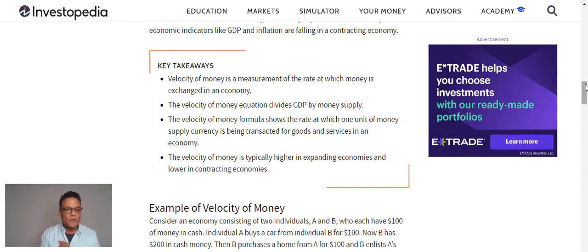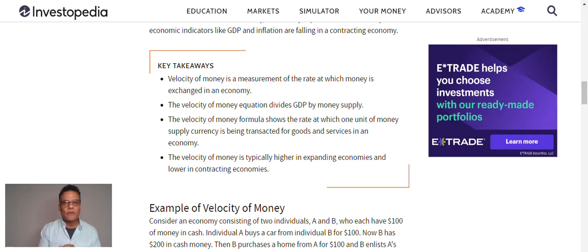But this is the real key. The velocity of money is typically higher, the value of it, and we'll take a closer look at this, in expanding economies. When the value of the velocity of money is lower, the economy is contracting. So this is an article in Investopedia. Highly recommend you go see it.